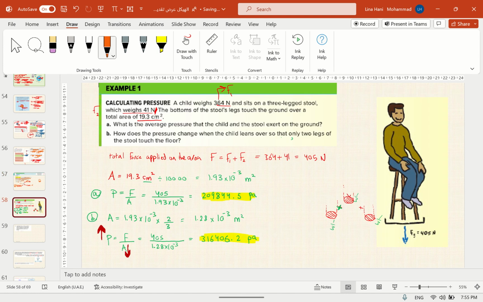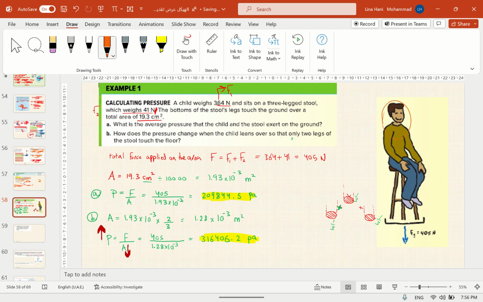In this question, a child weighs 364 newtons and sits on a three-legged stool with a weight of 41 newtons. The bottoms of the stool's legs touch the ground over a total area of 19.3 centimeters squared. What is the average pressure that the child and the stool exert on the ground? And how does the pressure change when the child leans over so that only two legs of the stool touch the floor? Before we start with solving for A, we need to find the total force applied on the area.